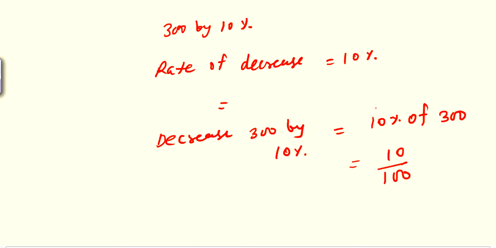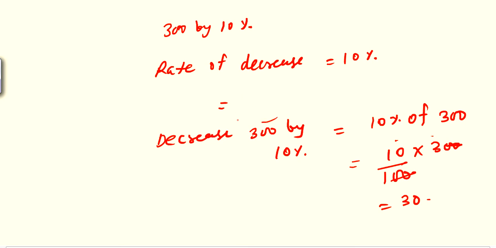Whenever a digit has a percent symbol with it, 100 comes in the denominator, into 300. So these two zeros get cancelled. 10 into 3, 30. Okay, so 30 is 10% of 300.